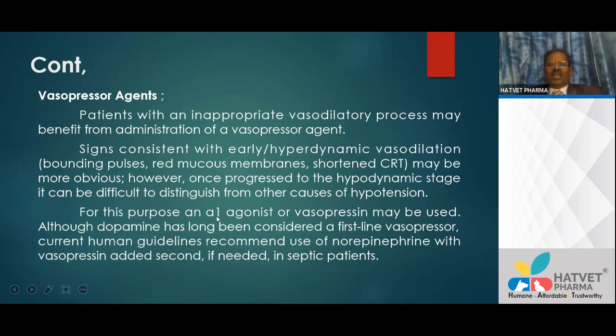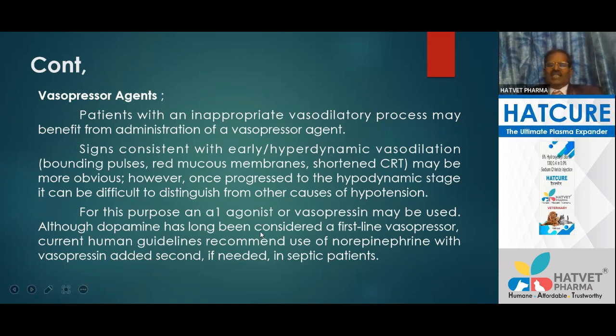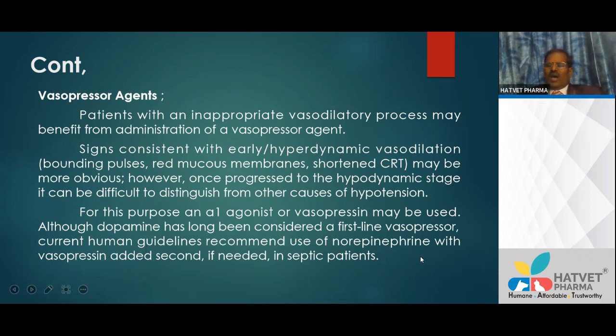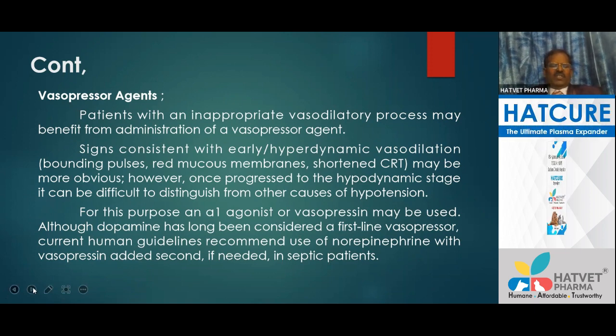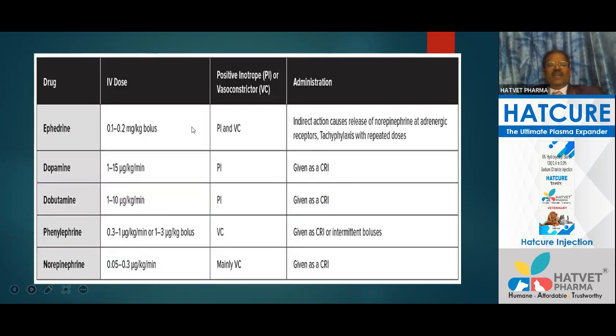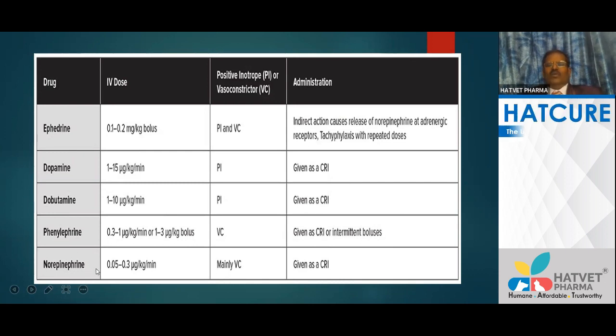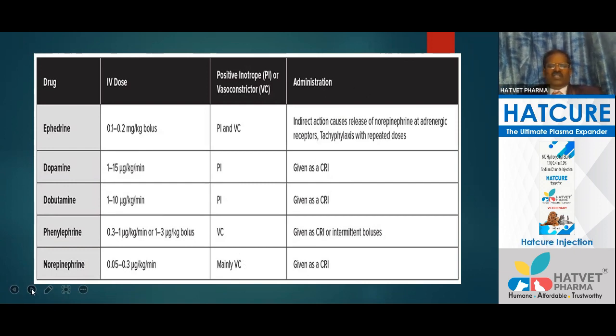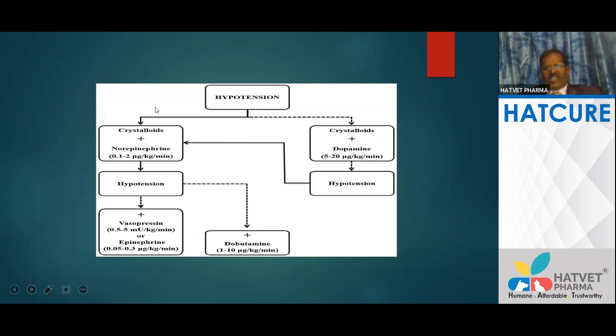For this purpose, an alpha-1 agonist or vasopressor may be used, although dopamine has long been considered the first-line vasopressor. Current human data recommend the use of norepinephrine, with vasopressin added second if needed in septic patients. These are all varied drugs: epinephrine doses, dopamine doses, phenylephrine doses, norepinephrine doses, and their positive inotropic or vasoconstrictive effects and administration methods.